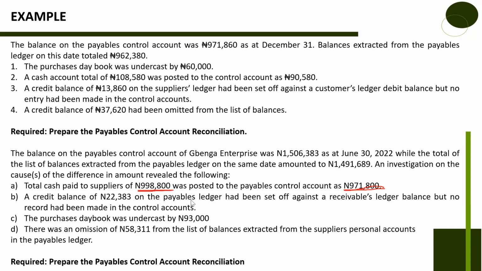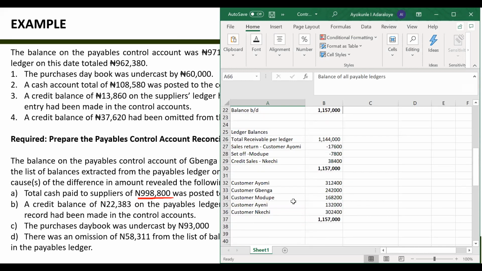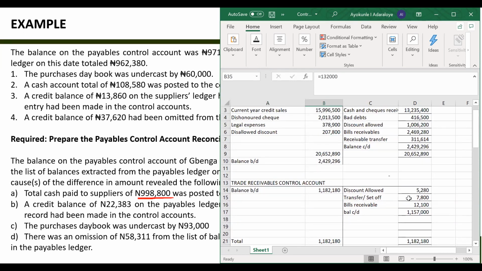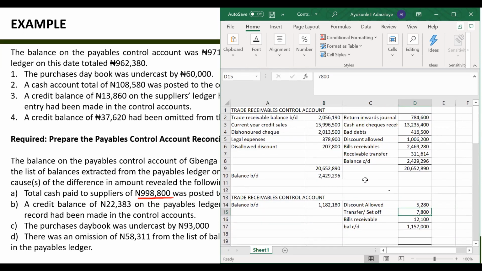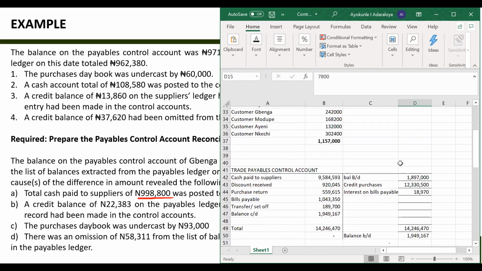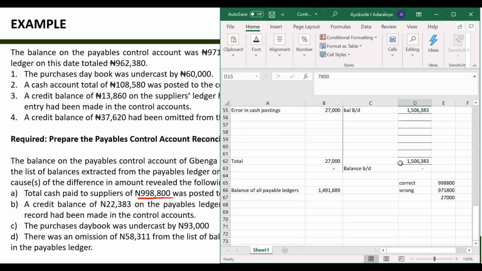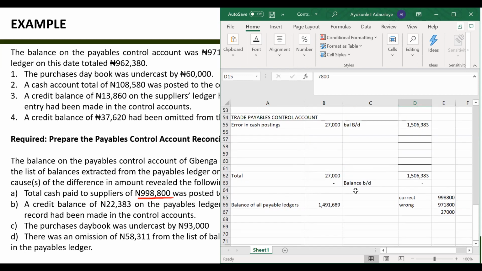when we did this customer, let me bring out the Excel. When we did this customer, Ayeni, was it Ayeni? That one that we used set off for. You remember now, 7,800. You remember that he supplied us goods. We use my money to cancel each other. When they are canceling each other, it goes to the other side of the transaction, right? So since we are doing it in the control account, how much is it? 22,383. So we come here, receivable set off. How much is it? 22,383.